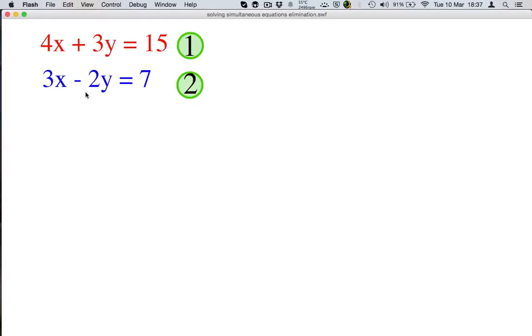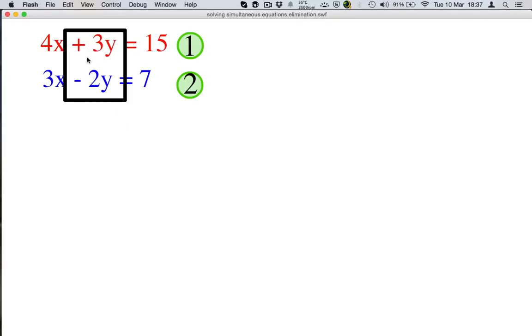Now if we look a little bit more closely at this part here, we see that it's a negative 2y and a positive 3y. Now ideally, if we add them together just now, we just get y, and that doesn't really help. We want the y's to disappear. So what that means is we need to do some multiplication of our equations.